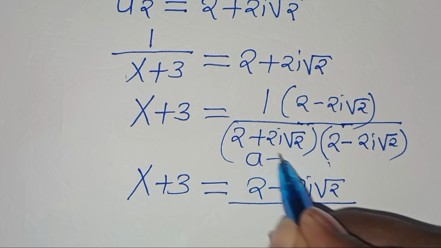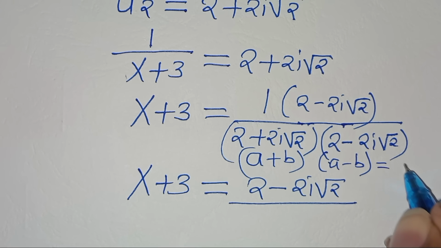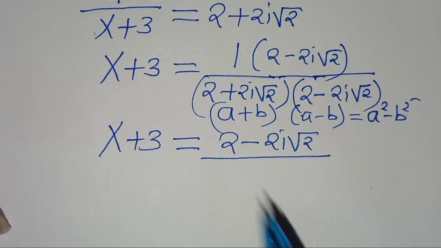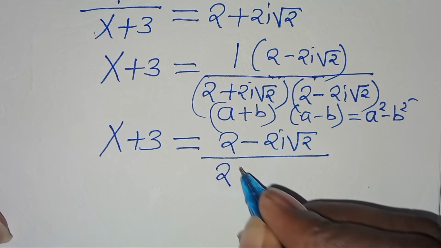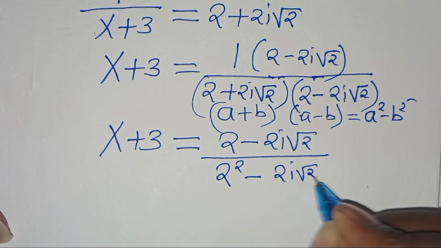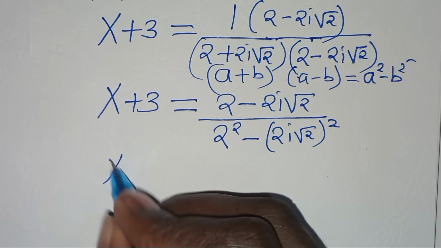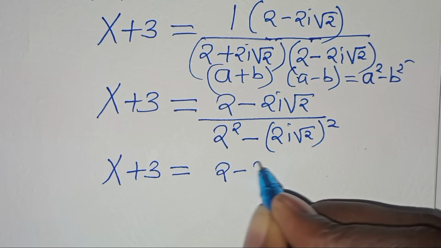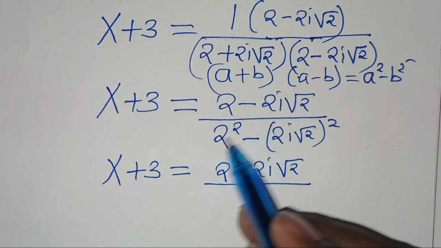This is in the form of a plus b multiplied by a minus b, which we can express as a to the power of 2 minus b to the power of 2. Now this is the difference of two perfect squares that we can express as 2 to the power of 2 subtract 2i square root of 2 raised to the power of 2. So we have x plus 3 equal to 2 minus 2i square root of 2 divided by 2 squared, this is 4.